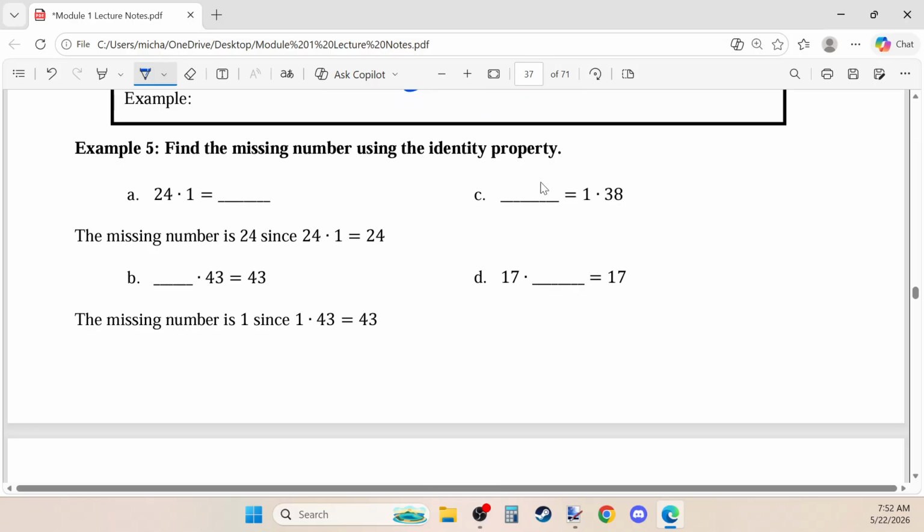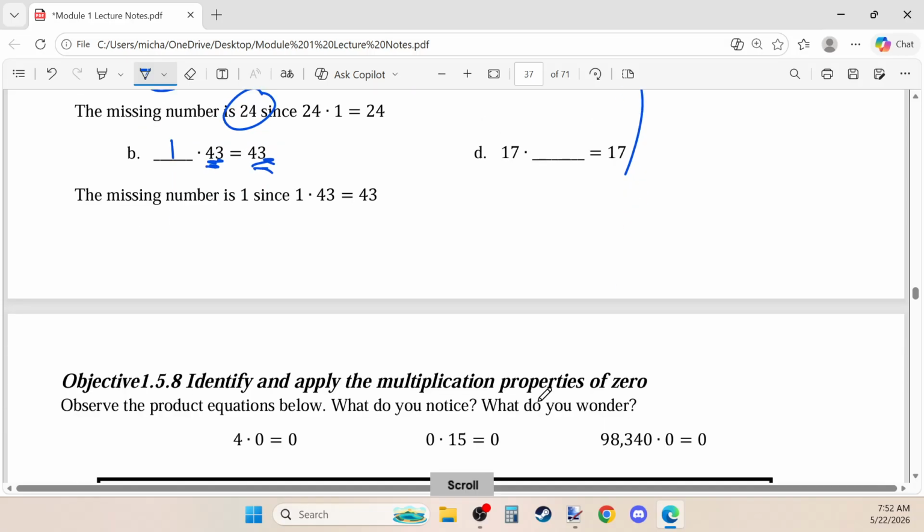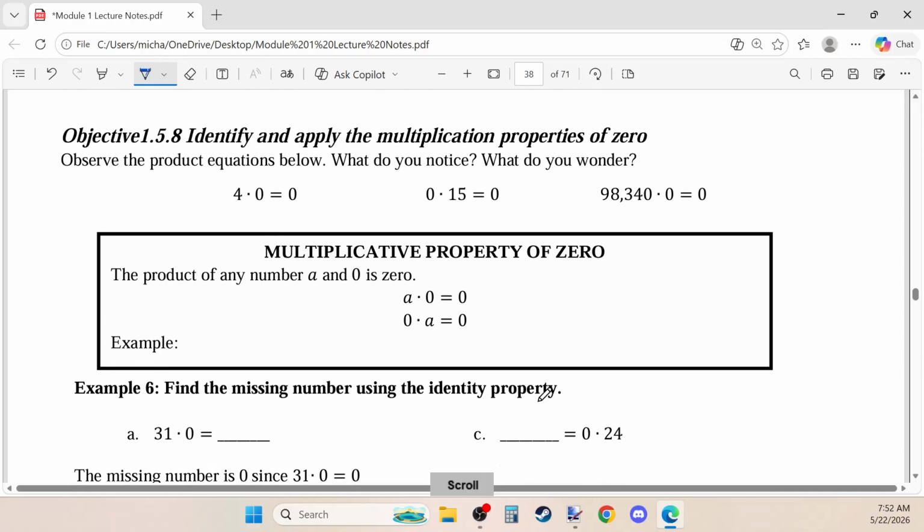So, the numbers that fill in the blanks. For this one, it's 24. 1 times 24 is 24. For this one, something times 43 is 43. The only thing that you can multiply 43 by to get 43 is 1. So you're going to have to solve those on your own. That's how you do that.